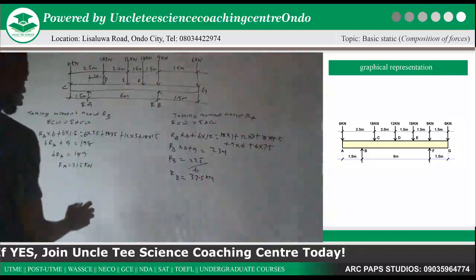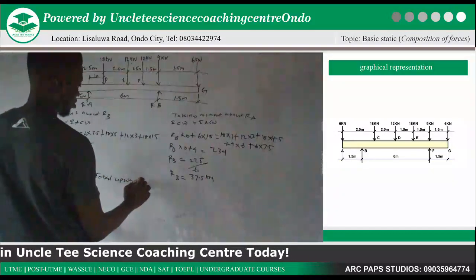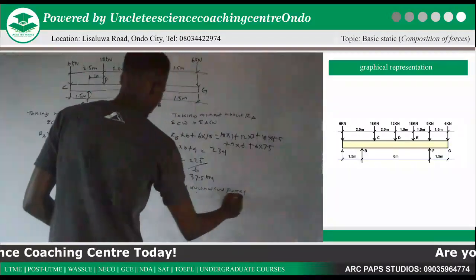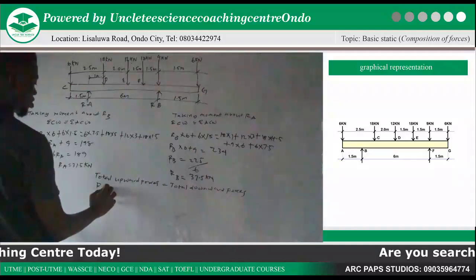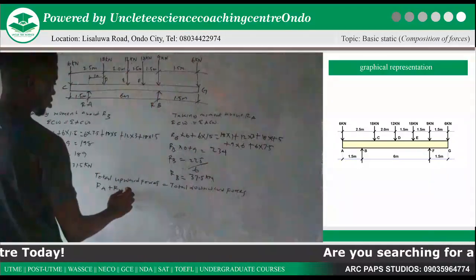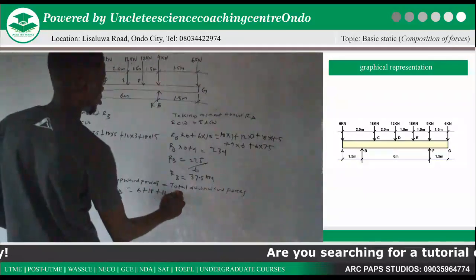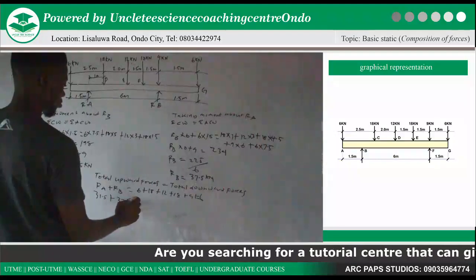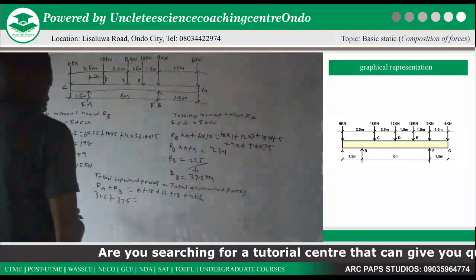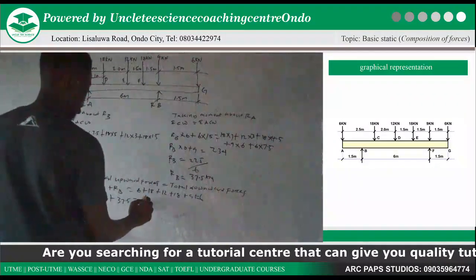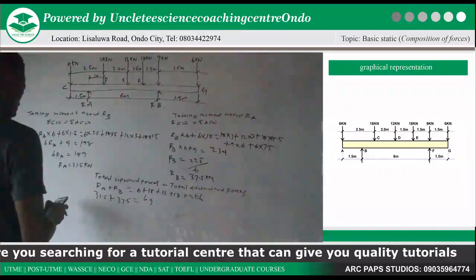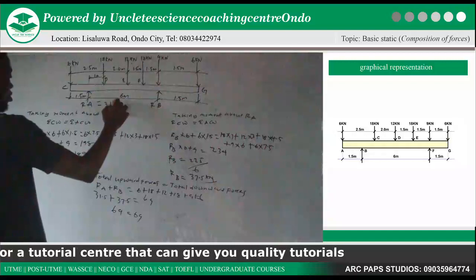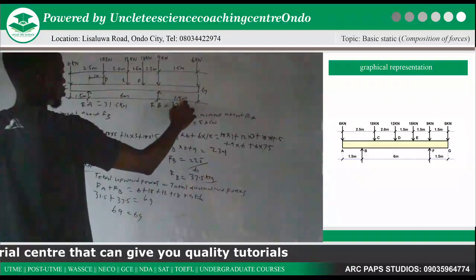Okay, now let's confirm. Our total upward forces must be equal to our total downward forces. Our total upward forces, RA plus RB, must be equal to our total downward forces, 6 plus 18 plus 12 plus 18 plus 9 plus 6, which is 69. Now 31.5 plus 37.5, which is 69, is equal to 69. It means that the reactions are correct. So reaction at A is 31.5 kilonewton, while reaction at B is 37.5 kilonewton.